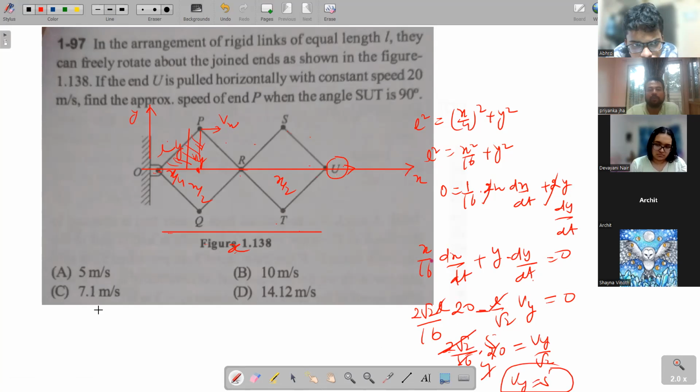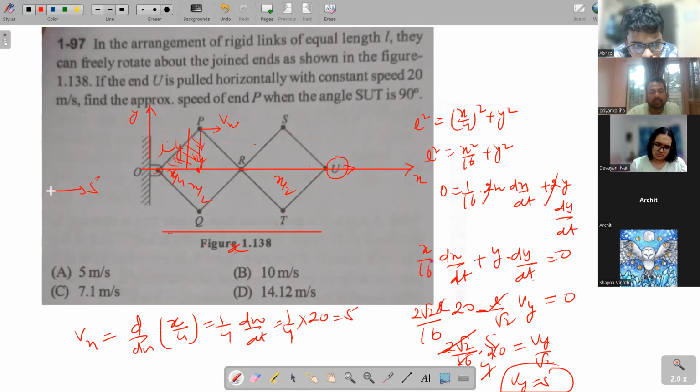Now, what would be Vx? Vx would be the rate of change of displacement of P along the x-axis. The displacement of P along the x-axis is x by 4, so 1 by 4 will come out and this is your dx by dt. What is dx by dt? That is the rate of change of position of U, that is 20. So now P has two velocities, 5 along the x-axis and 5 along the y-axis. So the net would be 5 root 2. If you calculate, you will get approximately 7.1. Understood?